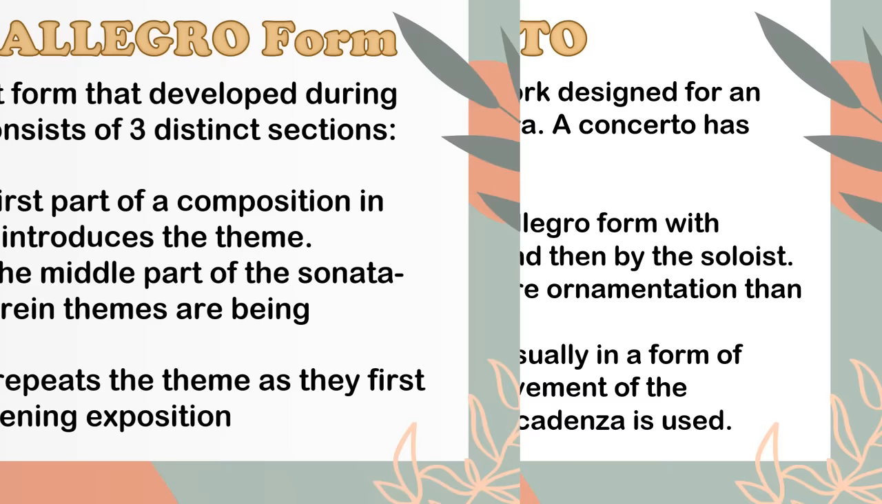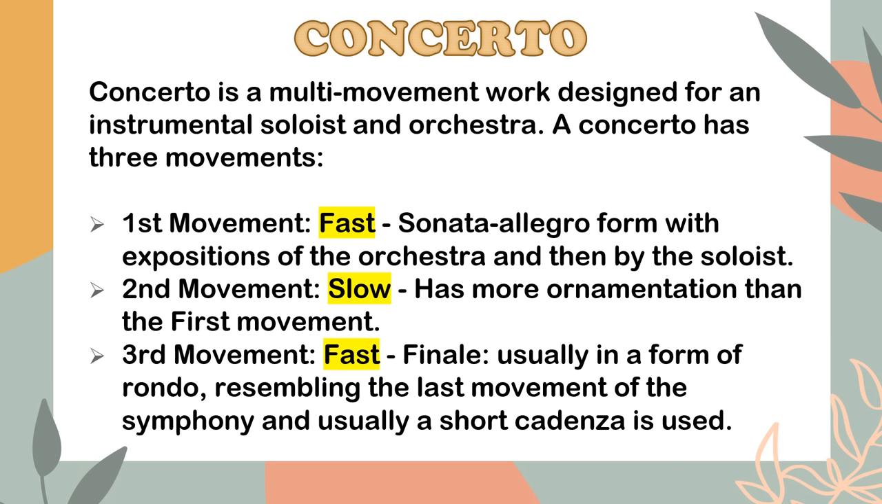Next one is called concerto. Concerto is a multi-movement work designed for an instrumental soloist and orchestra. A concerto has three movements. The first movement is fast, which is the sonata allegro form with expositions of the orchestra and then by the soloist. The second movement is slow. It has more ornamentation than the first movement. And the third movement is fast, which is the finale, and it is usually in a form of rondo, resembling the last movement of the symphony, and usually a short cadenza is used.